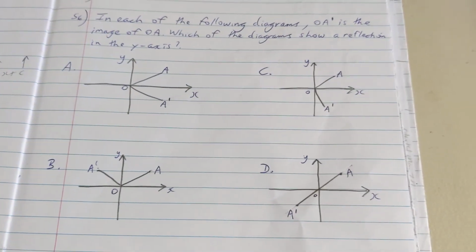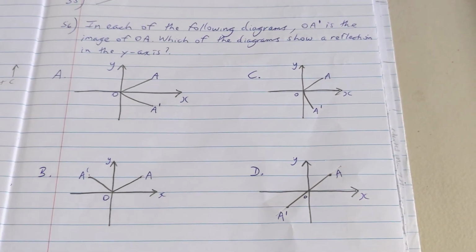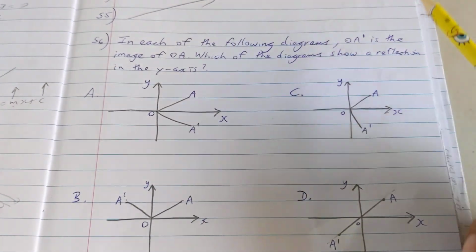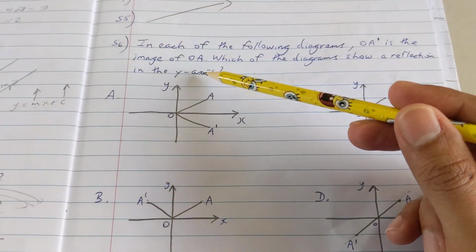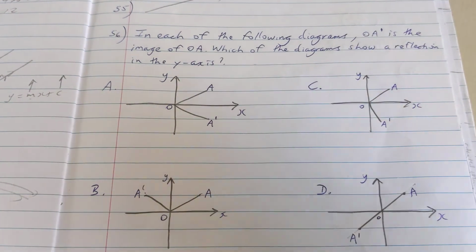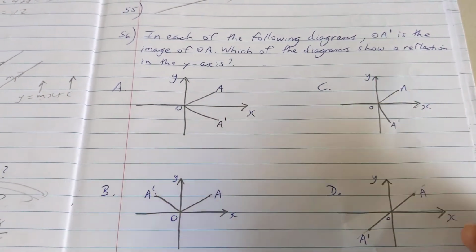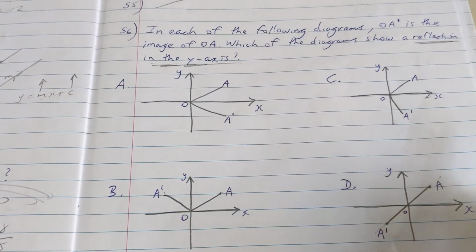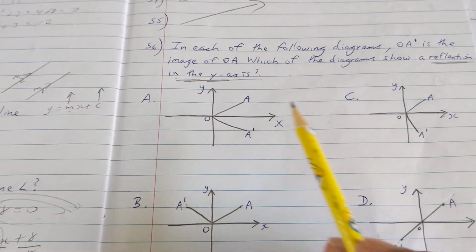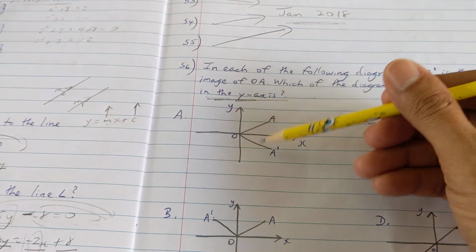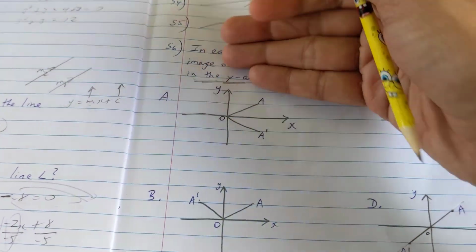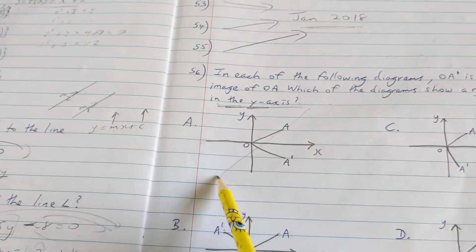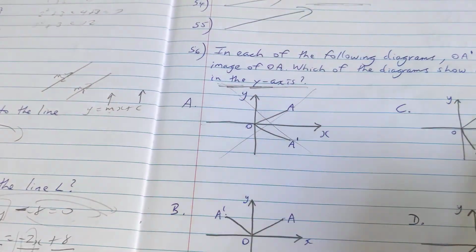Number 56, more transformations. In each of the following diagrams, OA prime is the image of OA, right? So OA is the original, OA prime is where it's going to end up after we do something to it. And what we want to see specifically in this one is a reflection, but somewhere specific, in the y-axis. So looking at the first diagram, is it a reflection? Yes, because you can see it reflected half and half here, but this is a reflection in the x-axis, so there's no answer. That's a reflection, but yes, it's in the x-axis.